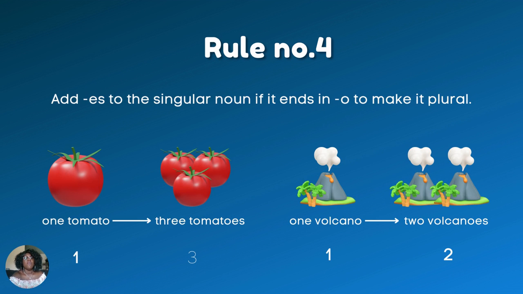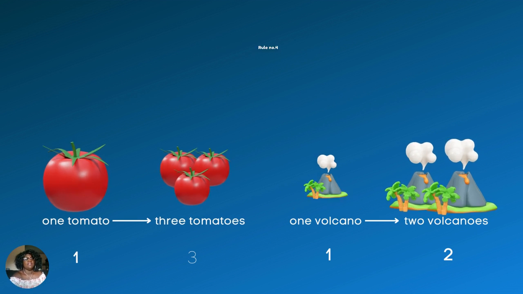The same for volcano. Volcano has an O at the end. To make it plural, we have to add ES. One volcano becomes two volcanoes. We add ES to the end to make it plural. Next slide.